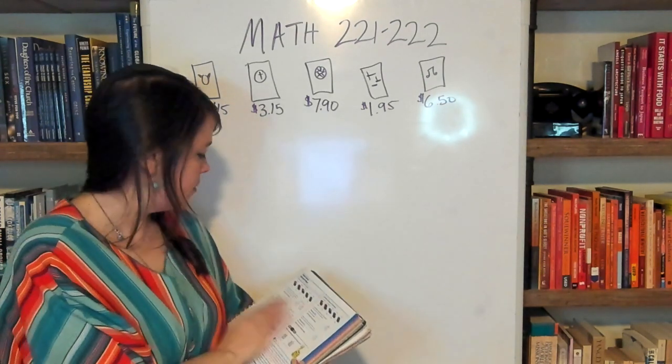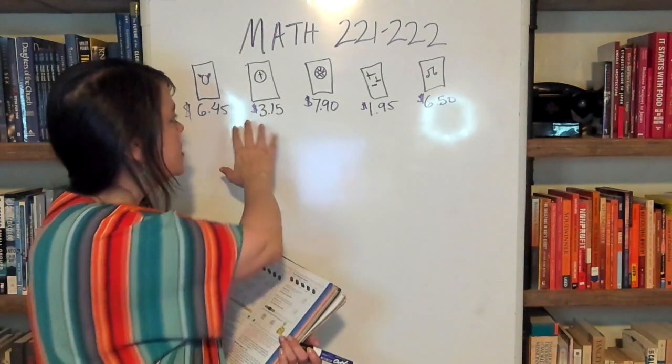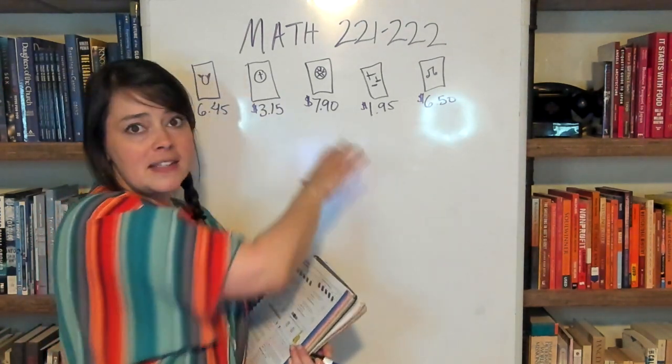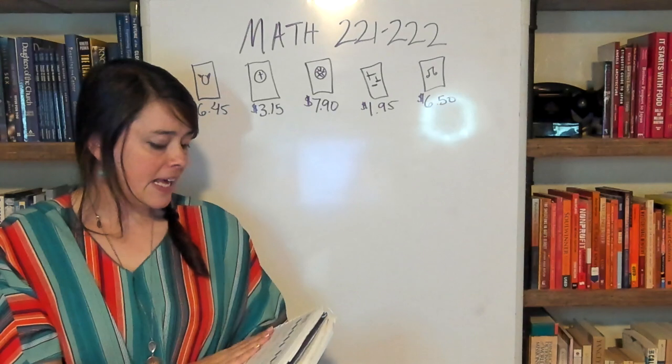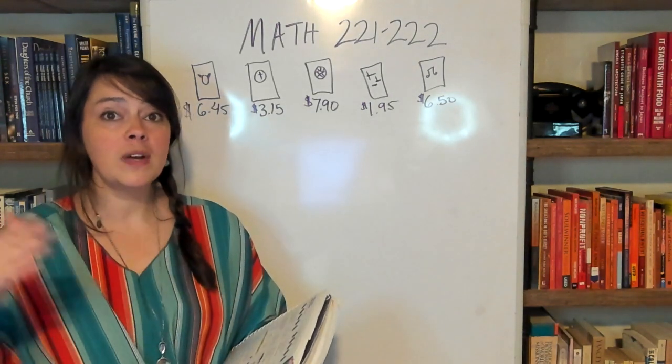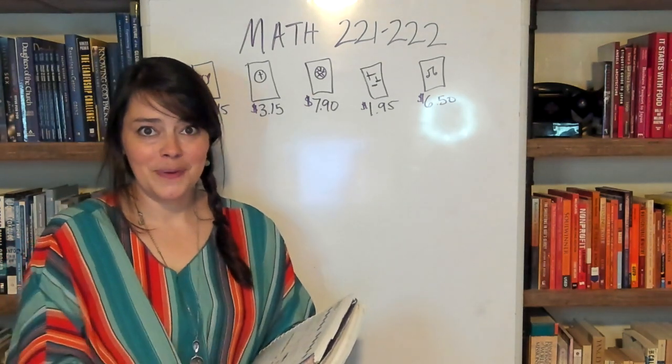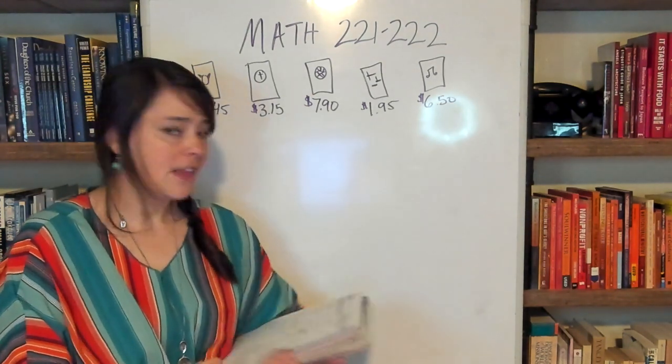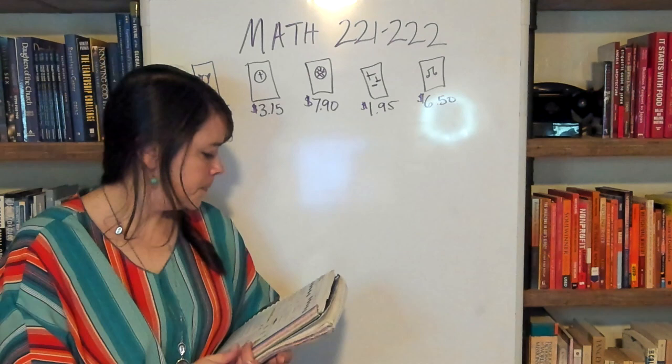I love bookstores. Okay, so we're going to use this information from the prices of the books. We're going to use the information in the word problem, and then we're going to follow more than one step to get to the answer. Okay, so let's look at number one together. Listen carefully and I'll read it to you.